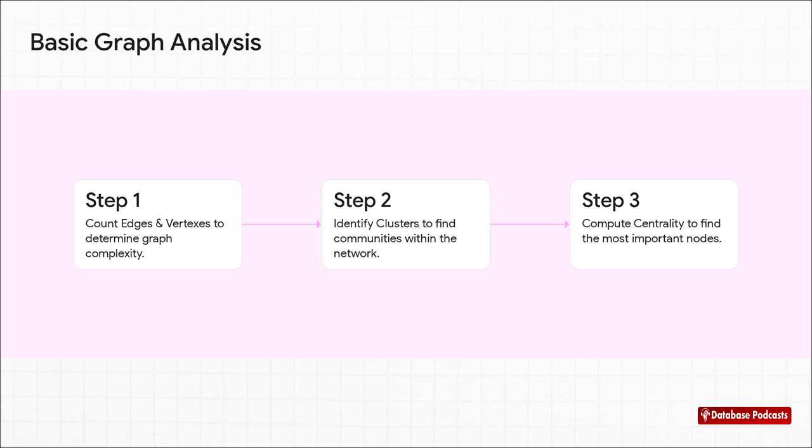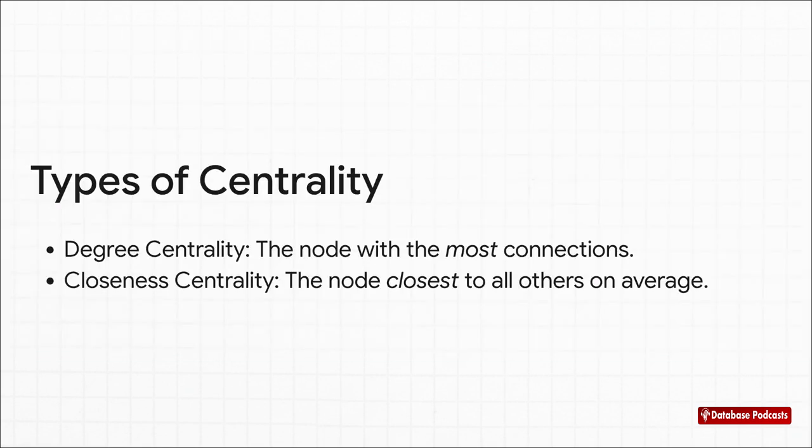And to answer that, we need to talk about something called centrality. What's so cool about this is that important can mean totally different things. For instance, degree centrality is basically just a popularity contest. It's the node with the most connections. Think of a big social media influencer. But then you have closeness centrality. That's more about efficiency. It's the node that has the shortest average path to all the other nodes. Think of a major airport hub like Chicago or Atlanta that can get you anywhere else pretty quickly.